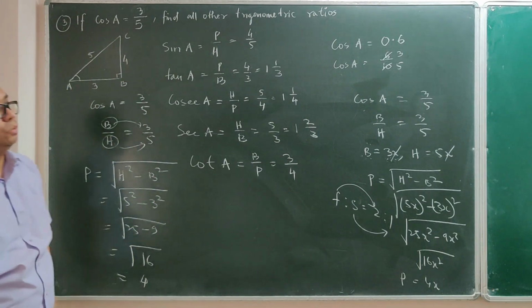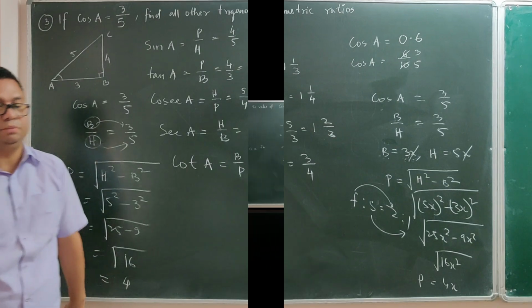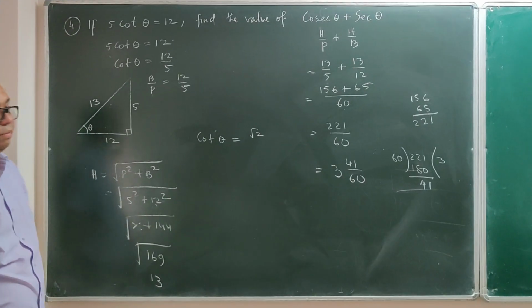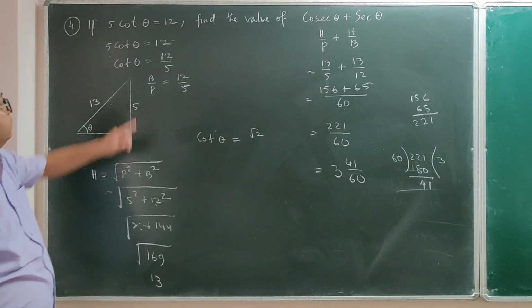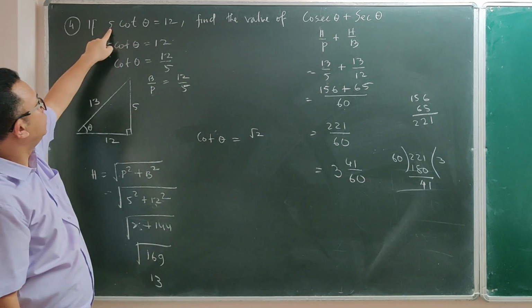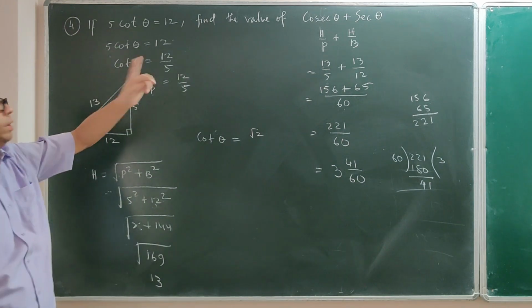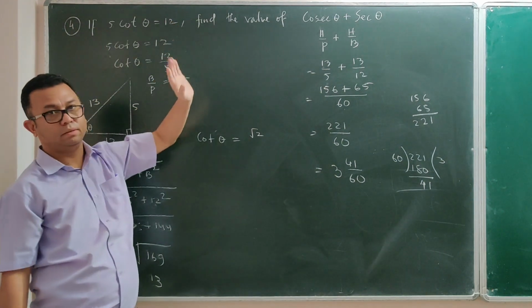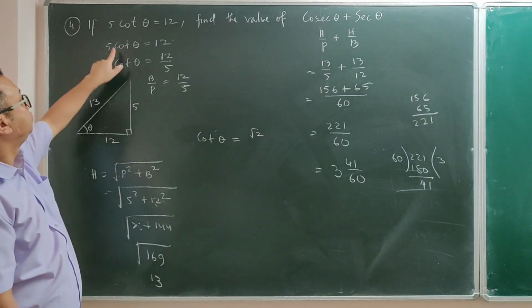Okay, now let's move on to the next type of question. Now this question is a little different from the previous question, except that it's very similar, except for the fact that here you can see one number has come in front of the trigonometric ratio. On the other side, a fraction is not there. So then what will we do?